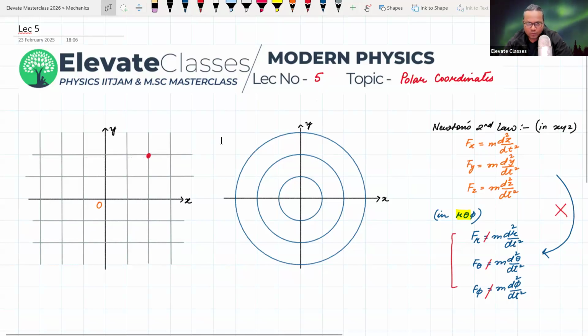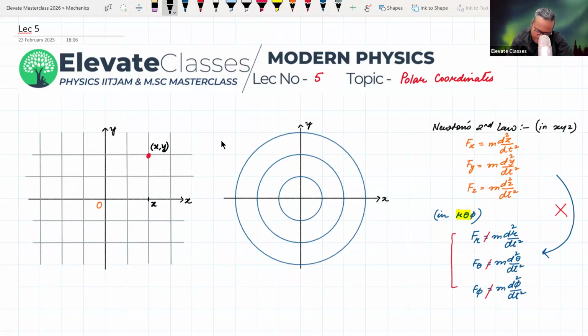Then what we say is that the particle has the coordinates x comma y, where this is the x value, this is the y value. So we look at the projection of that particle, or rather the vector of that particle from the origin along the x-axis and along the y-axis. So we can draw a position vector to that point, and if we look at the projection of that position vector on the x-axis, we get the x coordinate. If we look at the projection of the position vector onto the y-axis, we get the y coordinate.